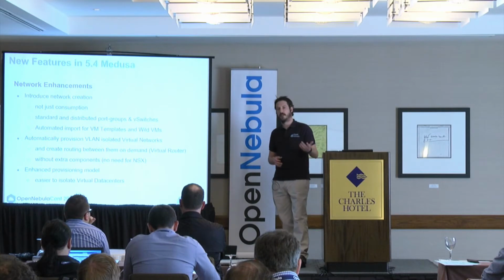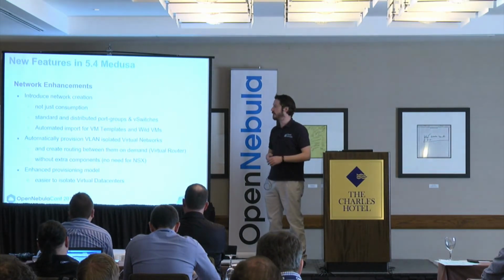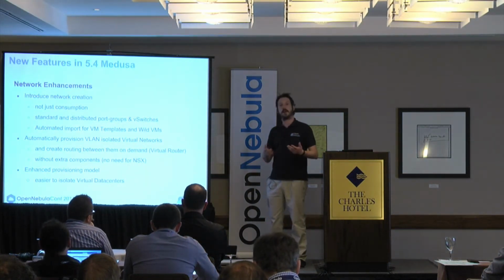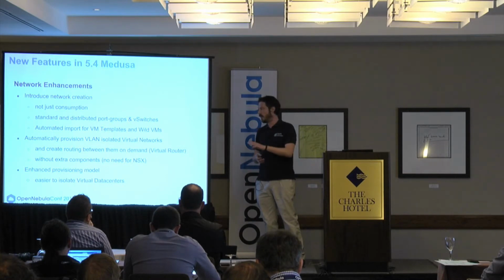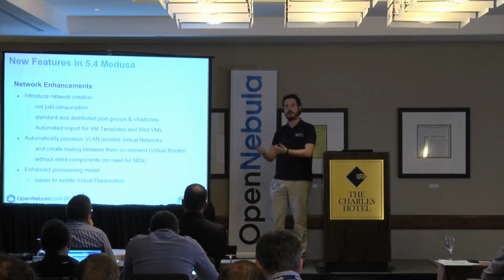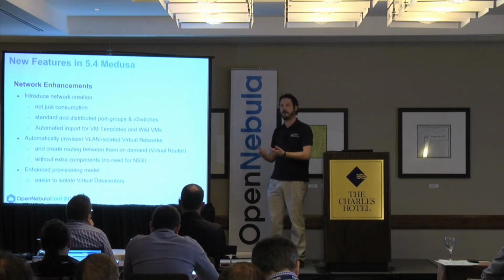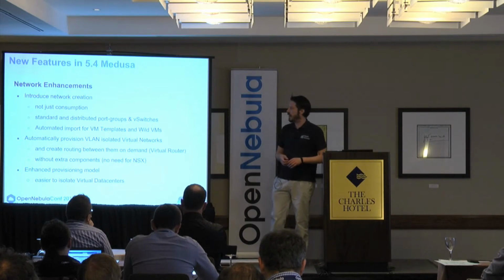You can create a new virtual network with an associated VLAN, for instance, and when you deploy a VM with a network interface attached to this new network, OpenNebula will go into the different ESX hosts of the cluster of vCenter and create these port groups or distributed vSwitches, depending on the technology that you want to use.